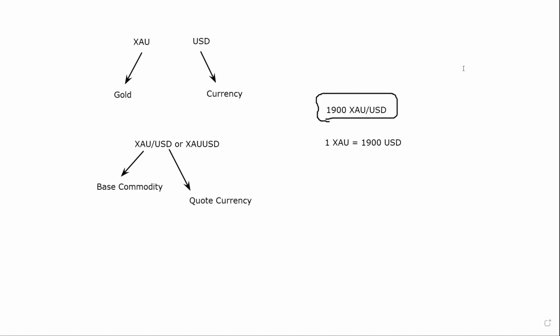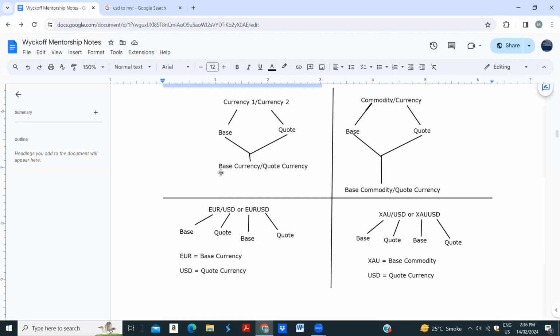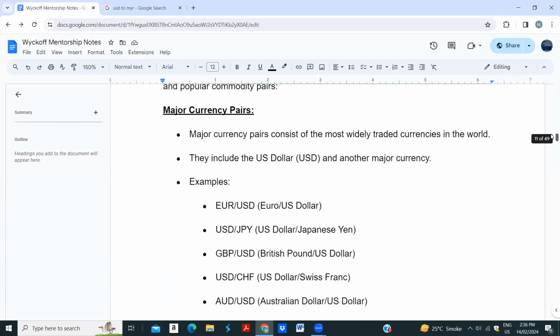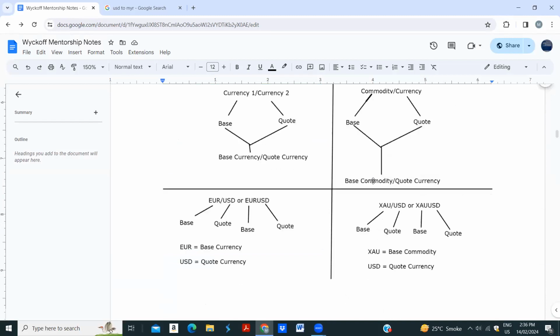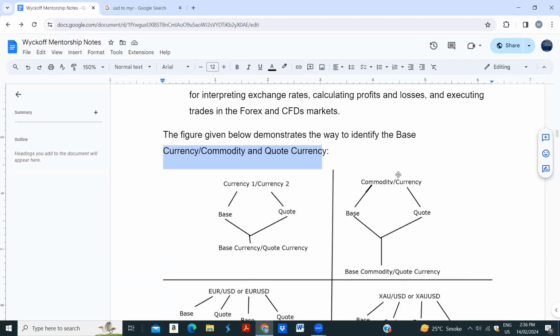All right, that's it for this video. This was part 2 of the video. If you want to see the document, I can show you. I have explained everything here, and you can just understand it. I have given you the example as well, so that you can get a clear idea about base and quote currency. We also know that the value of the base currency is always 1 unit, and the value of the quote currency is the value of the exchange rate. Similarly, the value of the base commodity is always 1 unit, and the value of the quote currency is the value of the exchange rate.